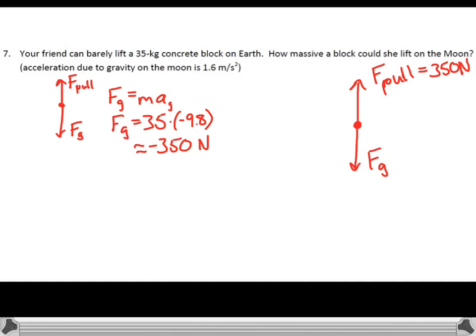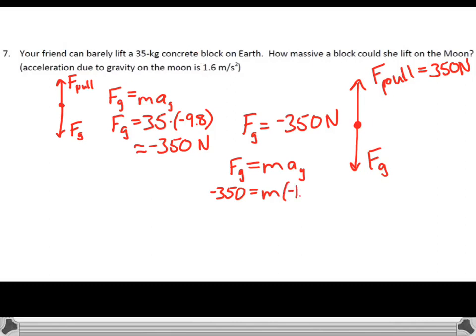Okay, so let's see how massive a block she can lift on the moon. We know that the force due to gravity for a block that she can barely lift is going to equal negative 350 newtons. And that gravitational force is equal to the mass of the block times the acceleration due to gravity on the moon. So let's plug this number into Newton's second law. This is negative 350 equals mass. We don't know the mass of a block on the moon that she can barely lift. But we do know the acceleration due to gravity on the moon is 1.6 meters per second squared, and that is in the negative direction, it's downward. So we're going to put 1.6 there because we're on the moon now.